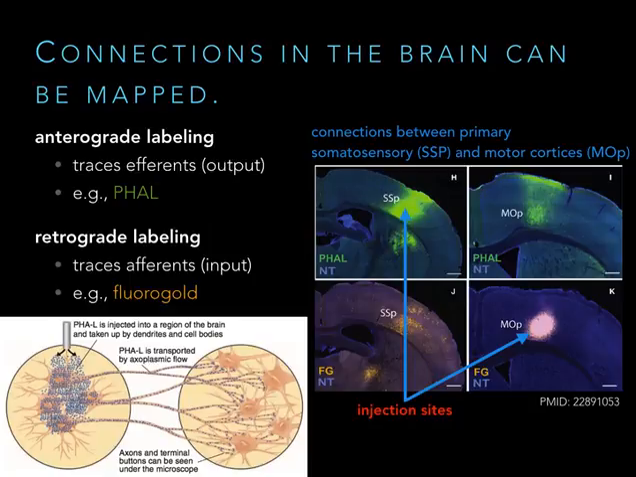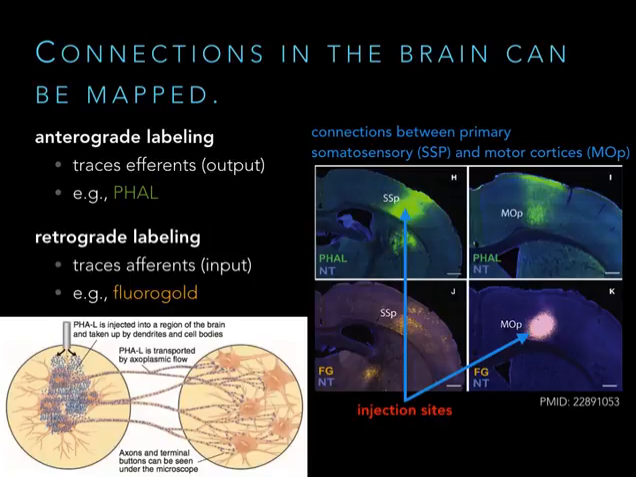If you want to see this in real life, that data is shown on the right. And we'll look in the top two panels here. What we're looking at are the connections between the primary somatosensory and motor cortices. Okay, so SSP is the primary somatosensory cortex, and the MOP is the primary motor cortex. Now on the top, they're showing us FAL in green. So the green signal here is that anterograde label.